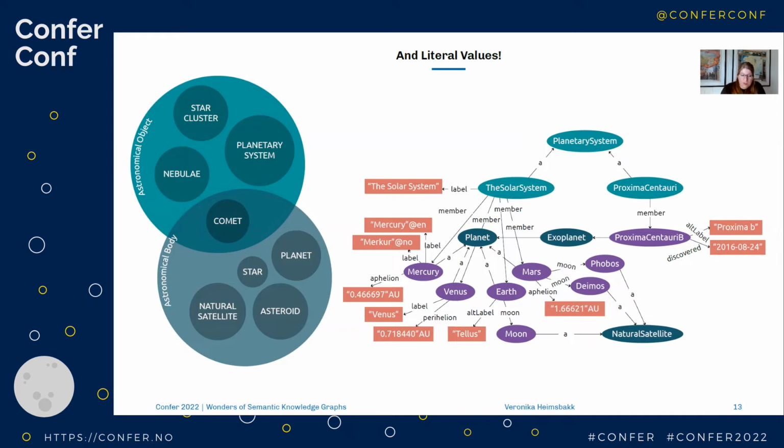So we have strings, we even have language-tagged text strings, so we could state right in the data that Mercury is the English label for Mercury, and Merkur is the Norwegian label for Mercury. We could state different kinds of data types, like the aphelion for Mercury is this number, AU, which is astronomical unit. And astronomical unit is a unit defined in some other data set. So here I'm reusing the knowledge of others. That's quite nice, eh? So you don't have to reinvent the wheel again.